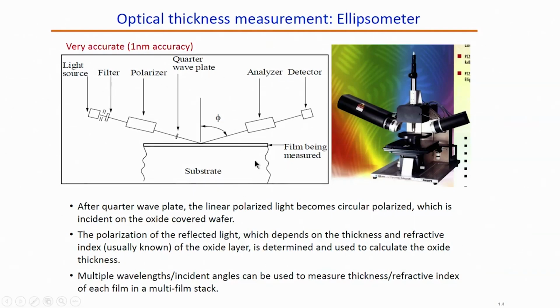Now, multiple wavelengths and incident angles can be used to measure thickness or refractive index of each film in a multi-film stack. The advantage of this particular technique is its accuracy of 1 nanometer. So, this is what we have to understand, that when it comes to measuring the thickness of oxide, we have a few techniques, starting from the alpha step profilometer or surface profilometer. We can understand using the color of the wafer, or we can use an ellipsometer to understand the thickness of the wafer.